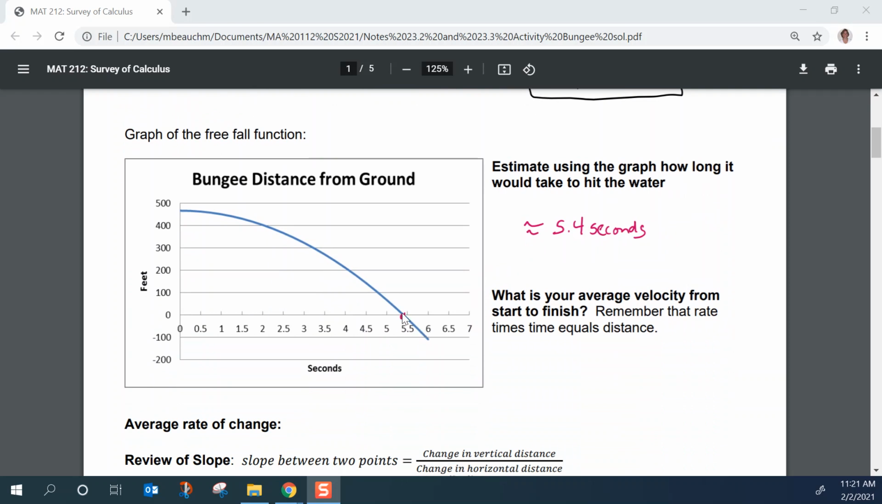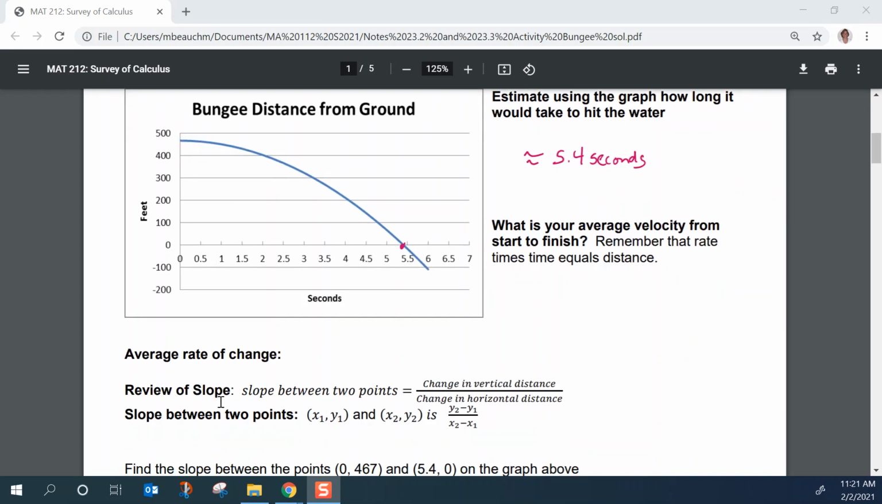So using our graph, it looks like there's the top of our jump. It shows every half a second about how far we are from the ground. And we would have a distance of 0 at about 5.4 seconds. If we want to know our average velocity from start to finish, remember rate times time equals distance. So the average rate of change would be basically the slope between 2 points on the graph, our change in vertical distance over our change in horizontal distance.